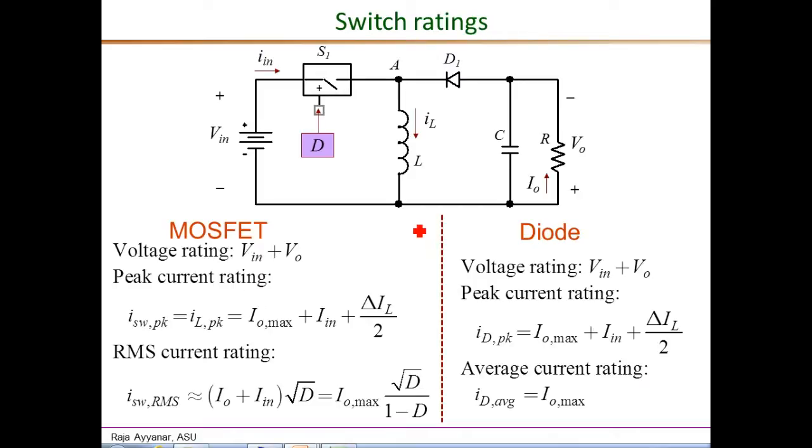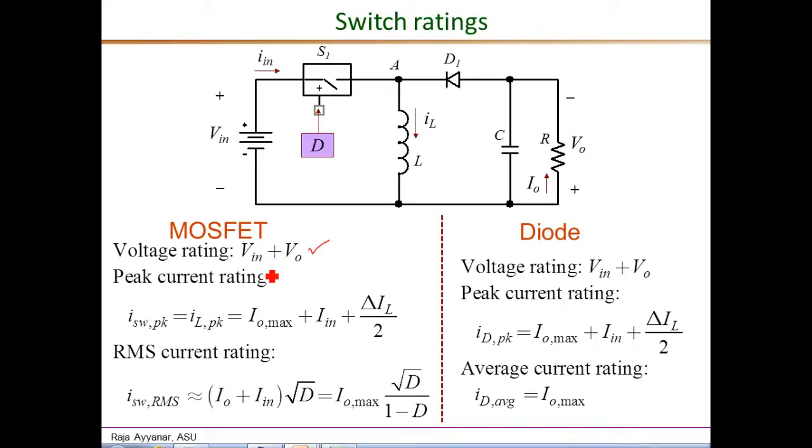Finally, we come to the selection of the switches, the MOSFET and the diode. We need the voltage, peak, RMS and average current ratings for the different devices. So for the MOSFET, if you look at the voltage rating, consider when the switch is off, then the diode is conducting. Therefore, this end is minus VO with respect to the ground. Therefore, the voltage across the switch is Vin minus of minus VO, that is Vin plus VO. So that is the required voltage rating, and that is one of the drawbacks of the buck boost topology.